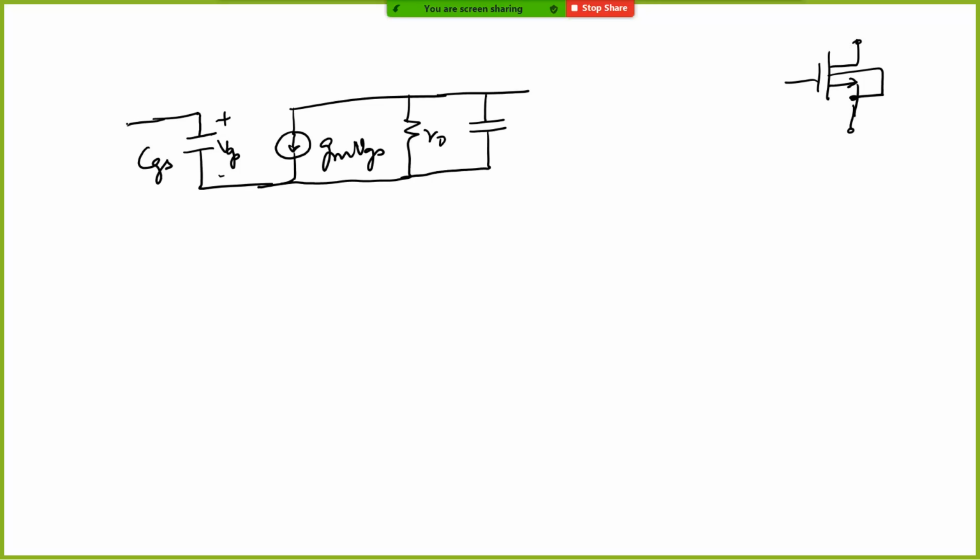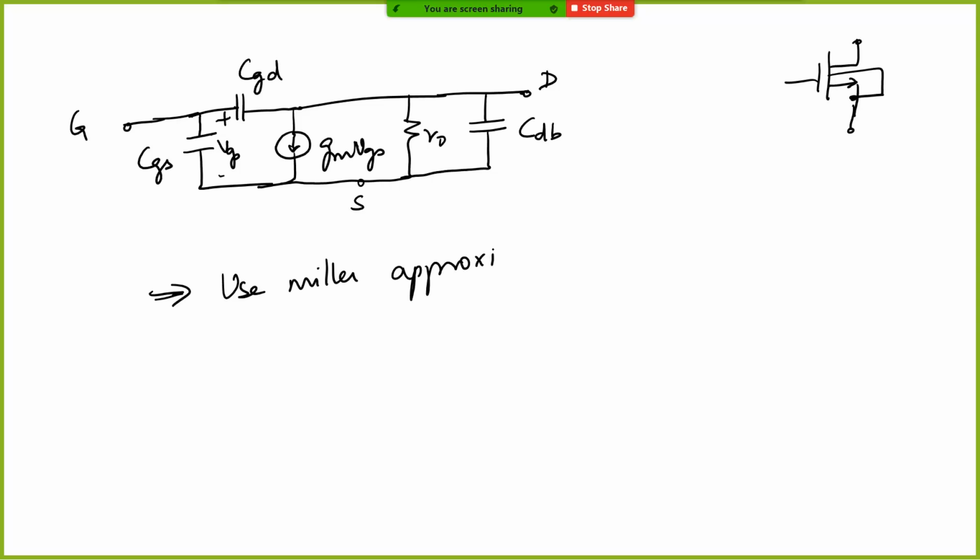Now this is the gate terminal, this is the drain terminal, this is the source terminal. Let's assume that you have connected both together. So this is your CDB, and your CGD is like this. Now this is a circuit that we have already seen, a similar type of circuit in the case of BJT. So we know how to use Miller's approximation in order to solve for the frequency response.